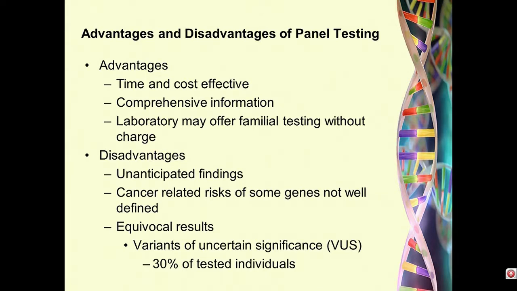There's also the disadvantage of an equivocal test result, or what geneticists refer to as variants of uncertain significance, or VUS. These are changes in the DNA sequence that the laboratory cannot be absolutely certain of how to interpret, despite following all the interpretive rules that we have through the American College of Medical Genetics. We find these equivocal results in approximately 30% of individuals tested, and we treat these results essentially as a normal result, but sometimes it can cause anxiety in patients if they have an equivocal result.